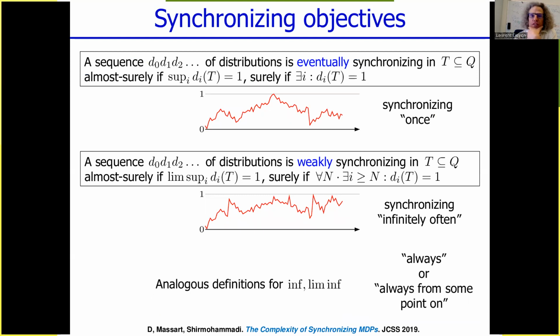Now, this definition uses value functions that are the supremum and the lim sup. We can have analogous definitions for inf and lim inf, which corresponds to the intuition that we would want synchronizing always, which is the dual of once, or synchronizing always from some point on, which is the dual of infinitely often.